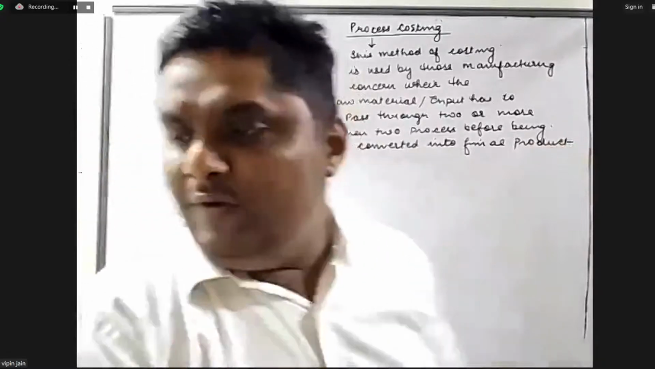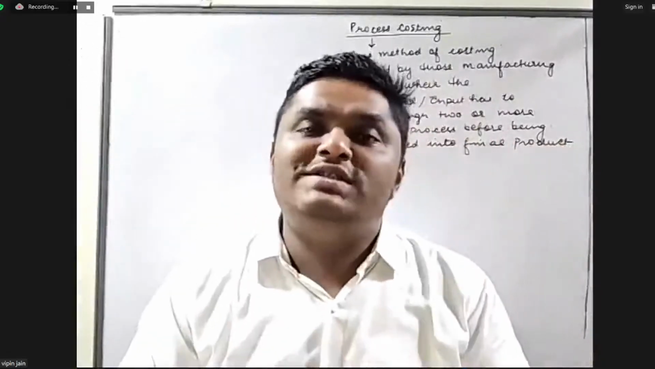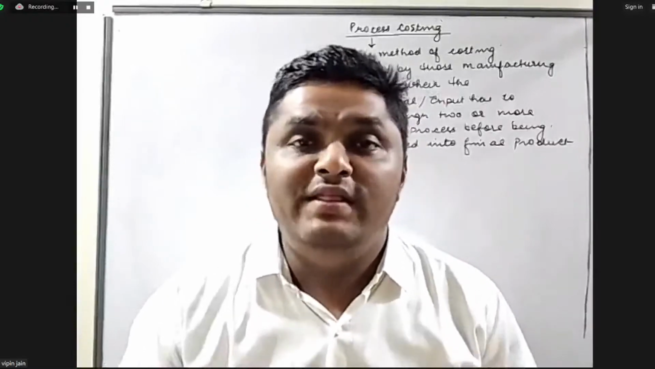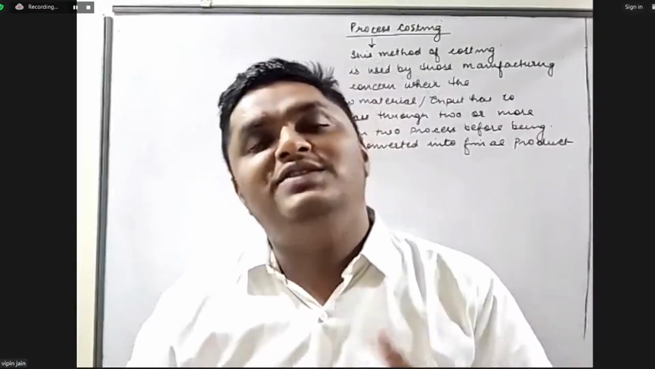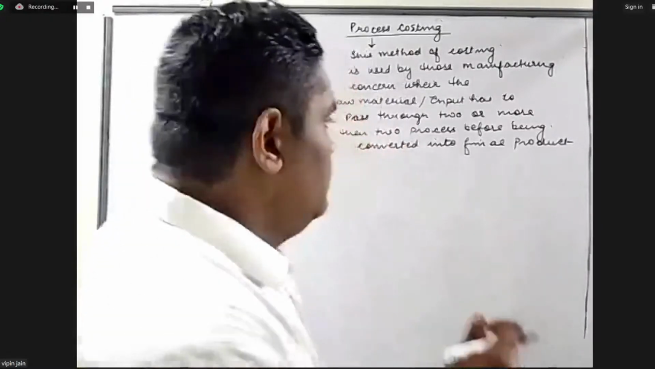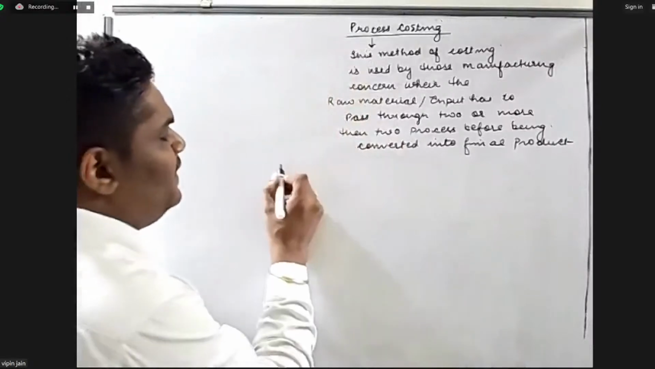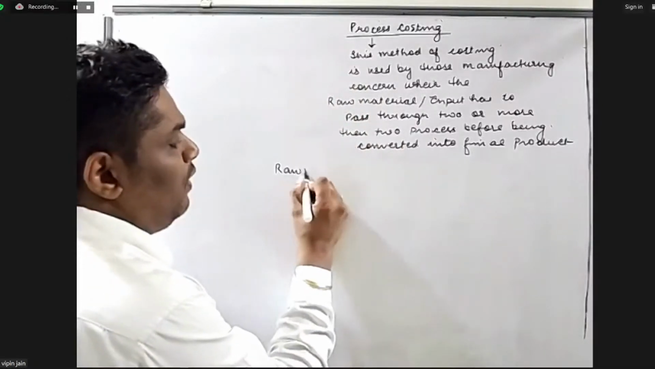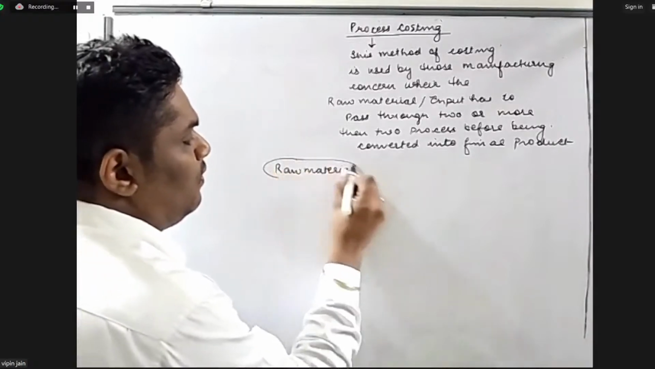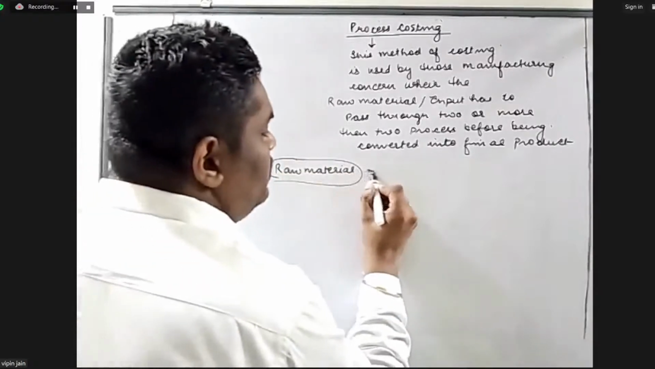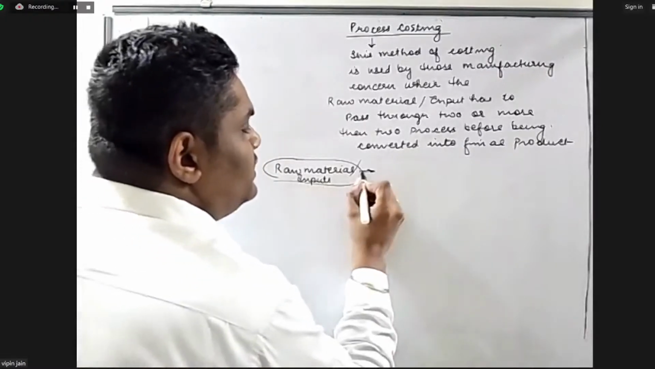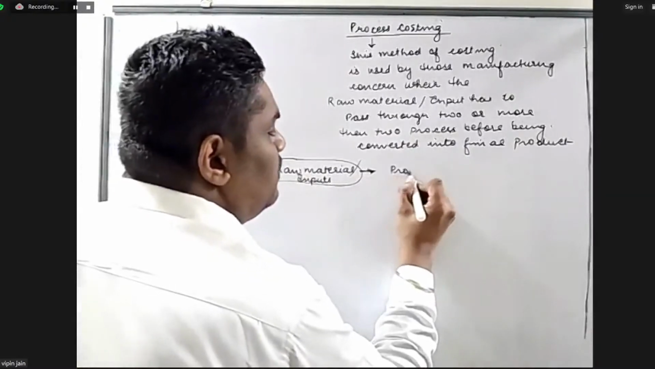I repeat again for the students who have joined a bit late. So this process costing is a method of costing used by those companies or manufacturing concerns wherein the raw material or input has to pass through two or more than two processes before being converted into final product. So let's say how this mechanism works, wherein I have raw material. Let's say it is introduced in process first, raw material or we can say inputs. It is put into process first.